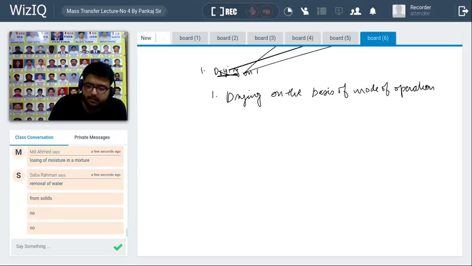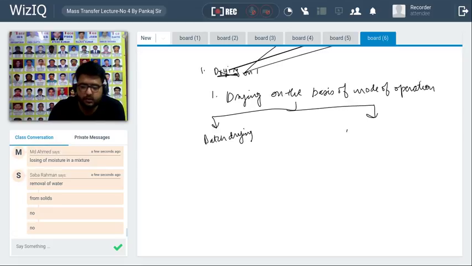On the basis of mode of operation, it can be either a batch drying or continuous drying. Okay.